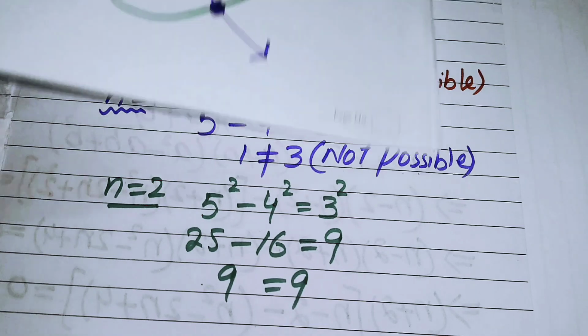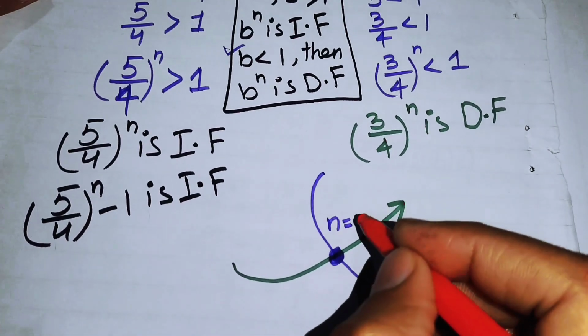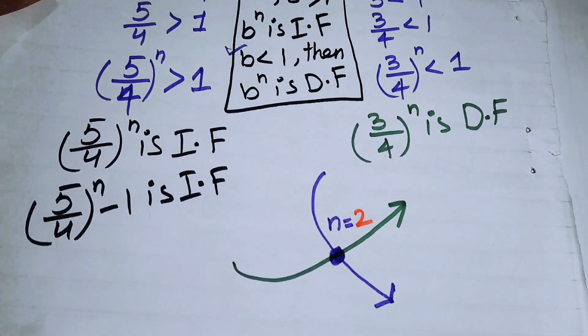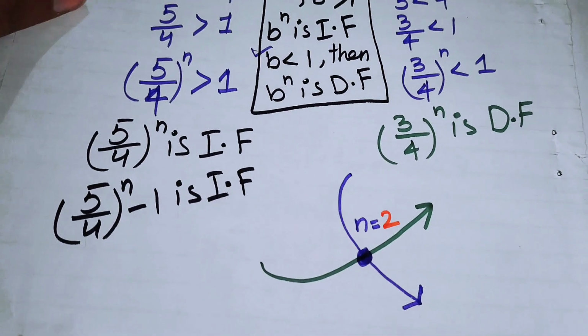So here we say that this is the point of intersection, and this point of intersection will be n equals to 2. And this is our final answer.